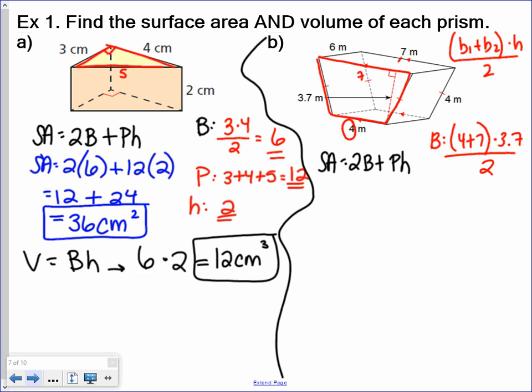So again, it'd be like if I was looking only at the base, you would see a shape that looks something like this with a 7, a 4, a 3.7, and then these two sides over here would be 4 and 4. But we can talk about that in a second. 4 plus 7 is 11. So 11 times 3.7 divided by 2. 20.35, Riley says.